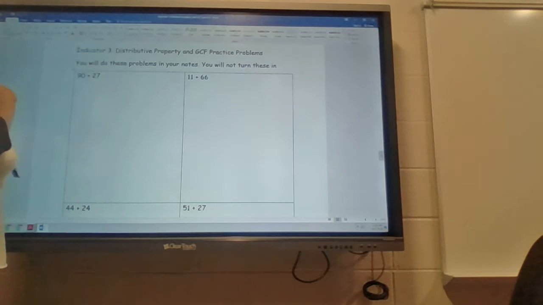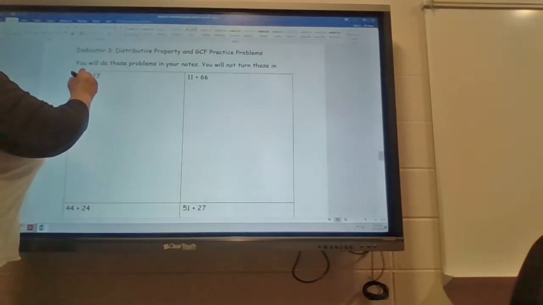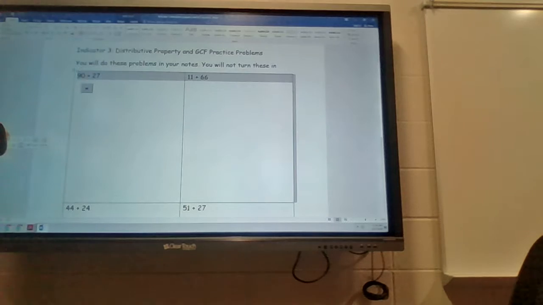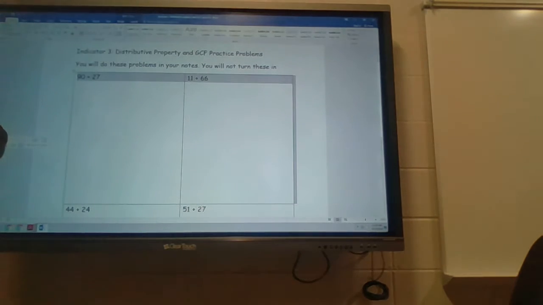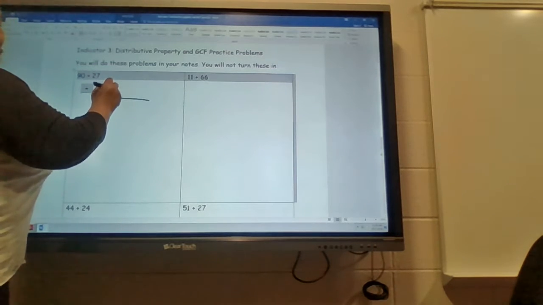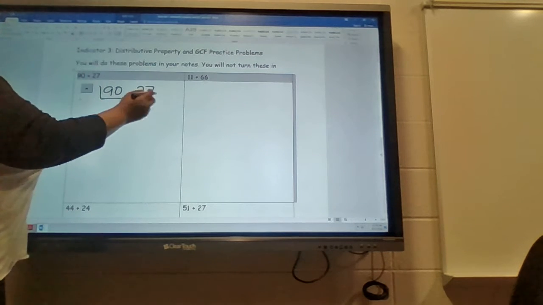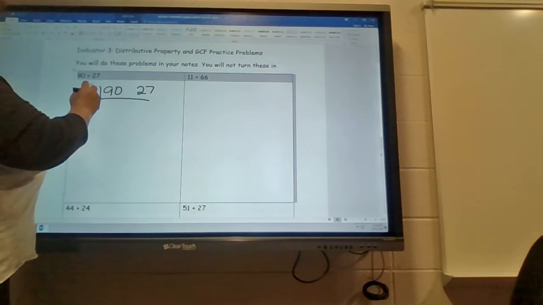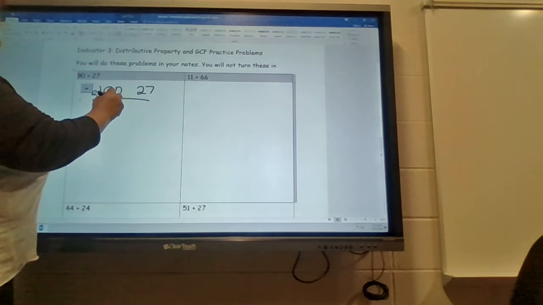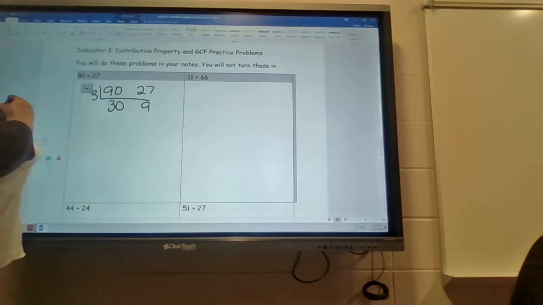And so first, we're going to write this in reverse distributive property. So we're going to find the GCF here. Okay, so we want to find the GCF of 90 and 27. It looks like they're not both even, so 3 will go into both of them. 3 goes into 90 30 times, and 3 goes into 27 9 times, because 9 times 3 is 27.